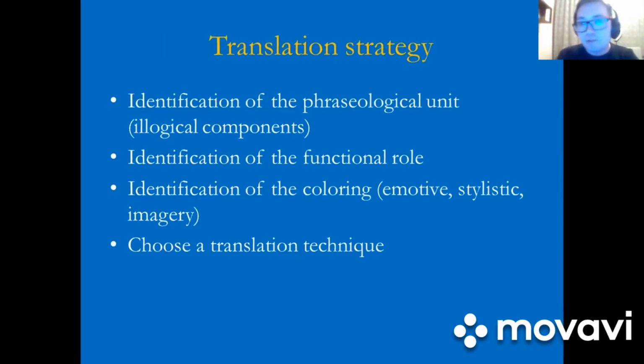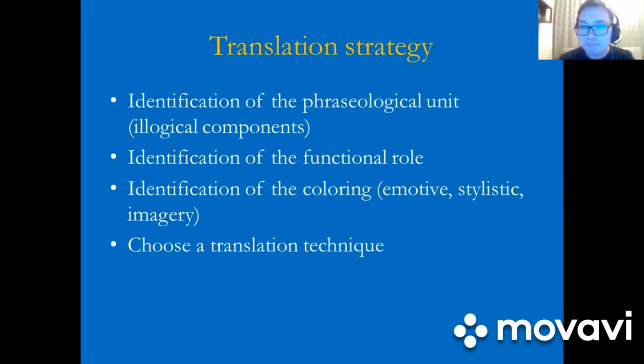The next question that we are going to consider now is what should be the translation strategy when it comes to phraseological units. So what should we do? How should we approach the translation of this unit? So here on the screen, you can see a plan which consists of 4 stages or 4 steps. So what are the steps? The first step is identification of the phraseological unit. So you have to understand that the text or a part of text which you are translating contains a phraseological unit.